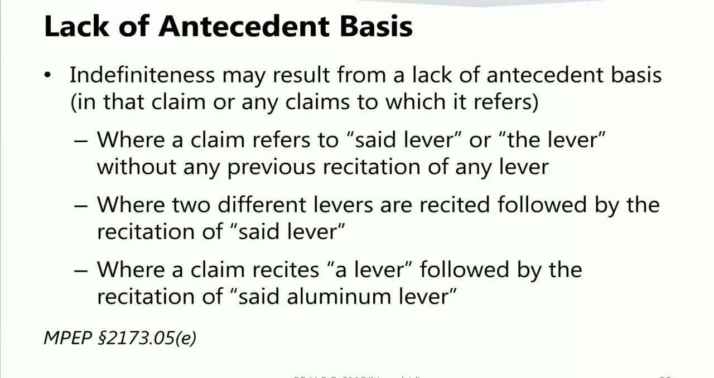Lack of antecedent basis can also render a claim indefinite. An example would be if a claim refers to a "said lever" or "the lever," but the claim contains no earlier recitation or limitation of a lever, and it is unclear as to what element the limitation was making reference. Similarly, if two different levers are recited earlier in the claim, the recitation of "said lever" in the same or subsequent claim would be unclear where it is uncertain which of the two levers was intended. A claim which refers to "said aluminum lever" but recites only "a lever" earlier in the claim is indefinite because it is uncertain as to which lever reference is made.